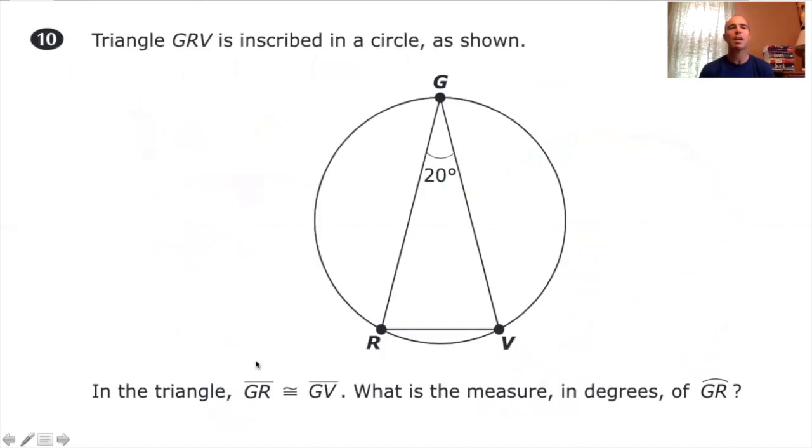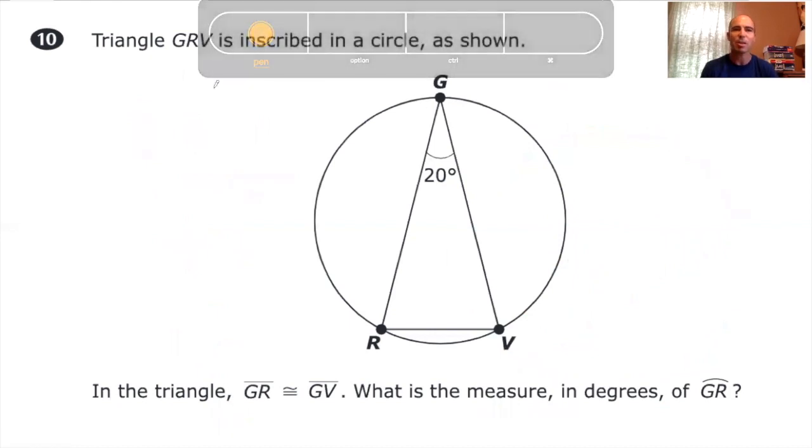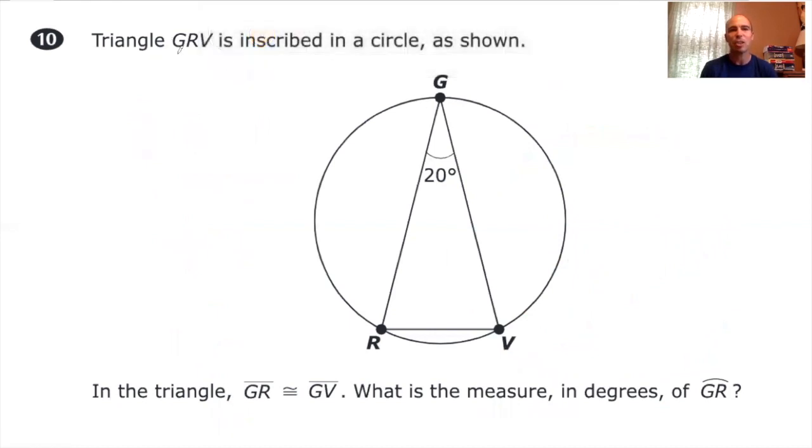Okay, and here's an MCAS problem that you might see, something very similar to this. So they're saying that GRV, this triangle, is inscribed in the circle, which basically means every angle is an inscribed angle. We're telling you that these two segments are congruent. What is the measure of GR? Okay, a lot of geometry here.